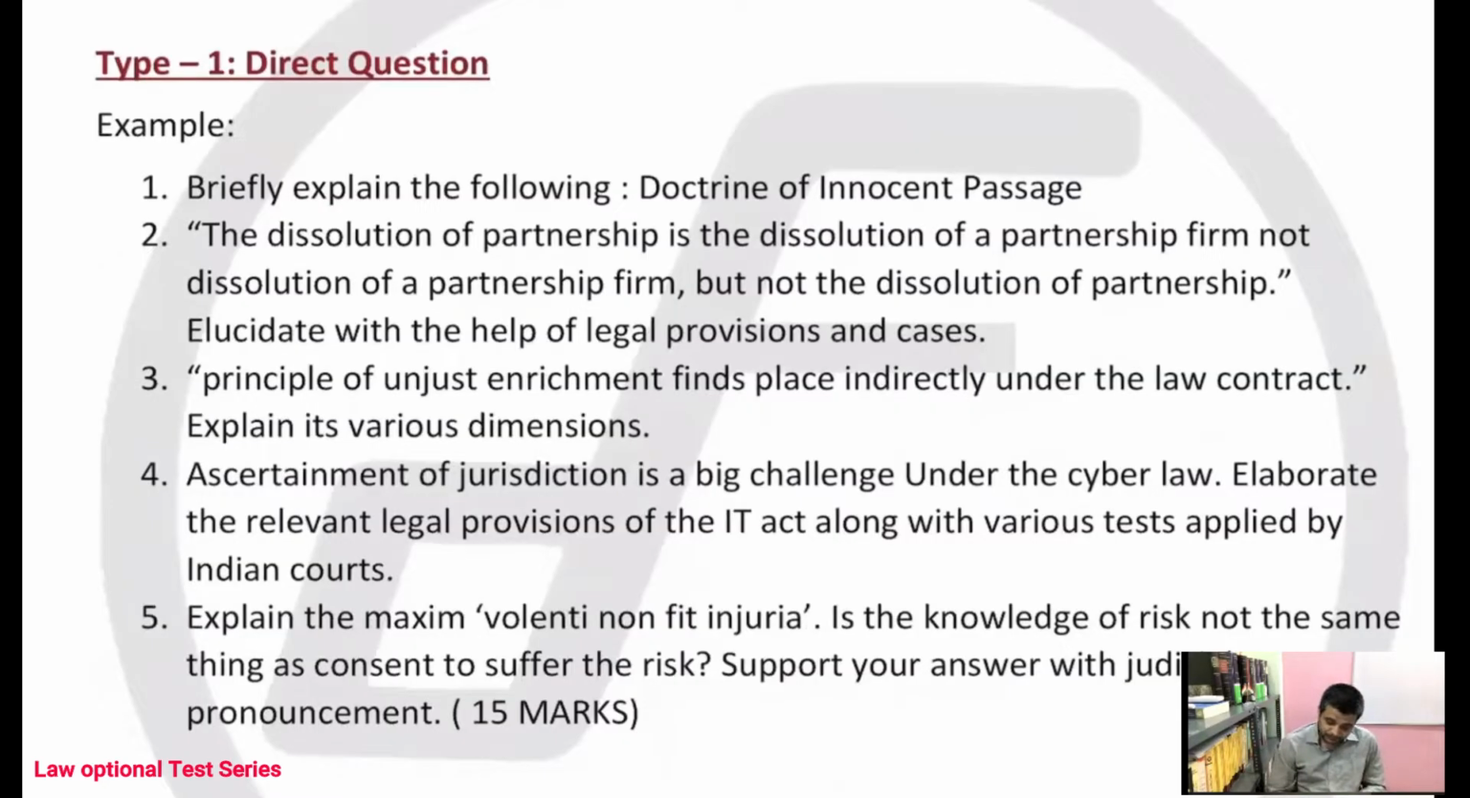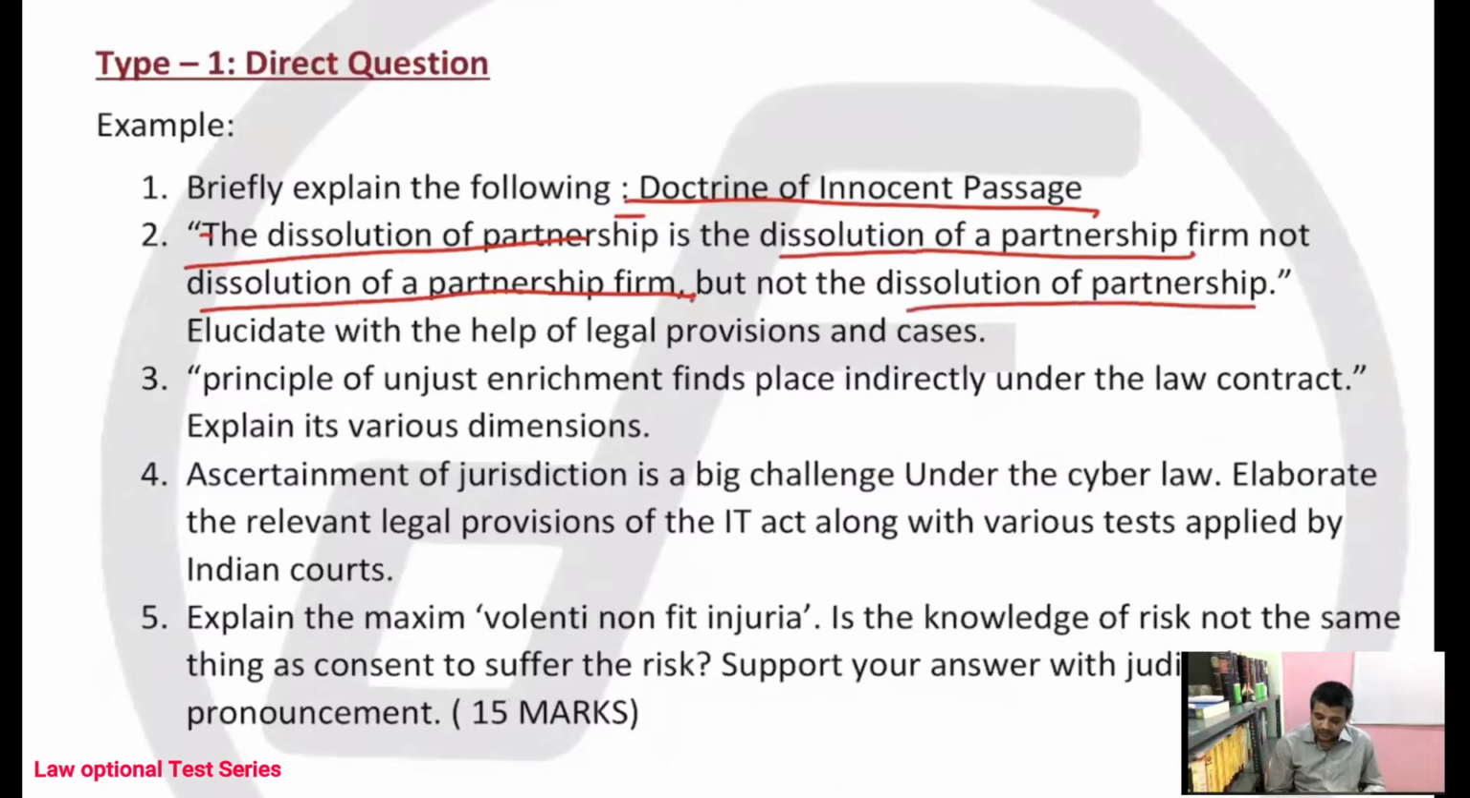See, explain the following: doctrine of innocent persons. Very simple, direct question. The resolution of partnership is a resolution of partnership form, not a resolution of partnership.